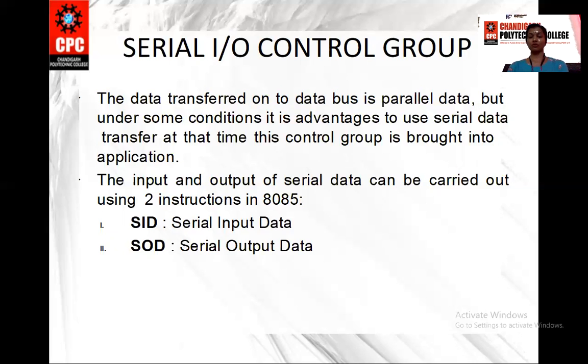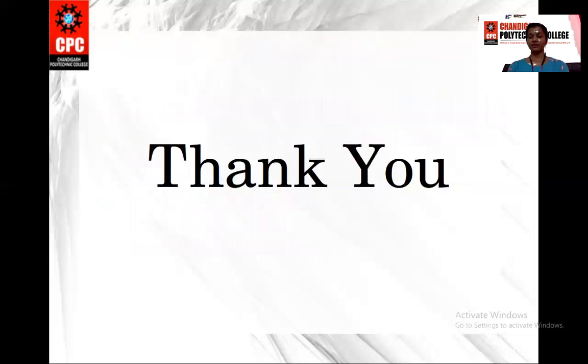Parallel data transfer is usually done, but to transmit the data in serial form, there is the serial input output control group. And for this, we use two signals, SID and SOD. SID is serial input data and SOD is serial output data. Usually we transmit the data in parallel form, but to transmit the data in serial form, at that time we use these two signals. Okay, thank you.